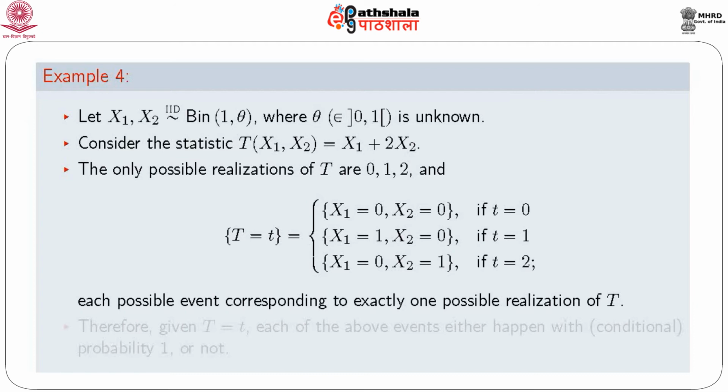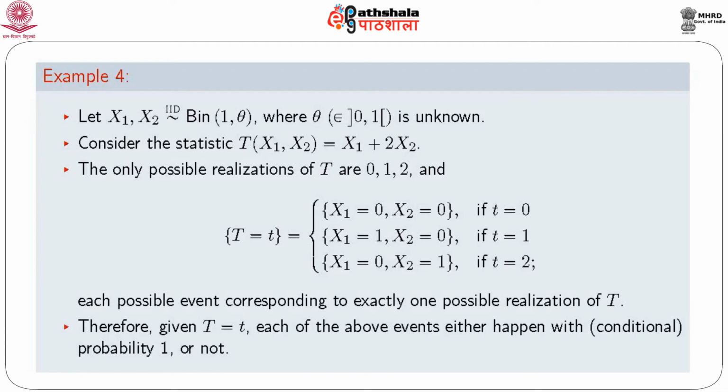T equals 0 can occur in only one way: X1 equals 0, X2 equals 0. T equals 1 can occur in only one way: X1 equals 1, X2 equals 0. And finally T equals 2 can occur in only one way: X1 equals 0, X2 equals 1. Each possible event corresponds to exactly one possible realization of T.